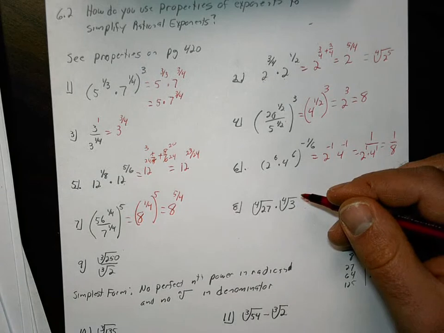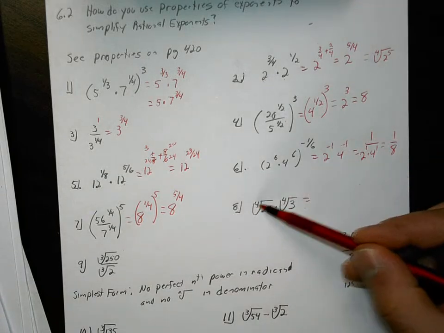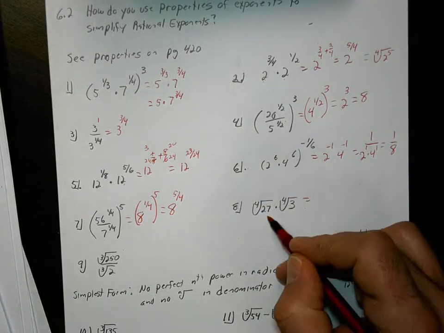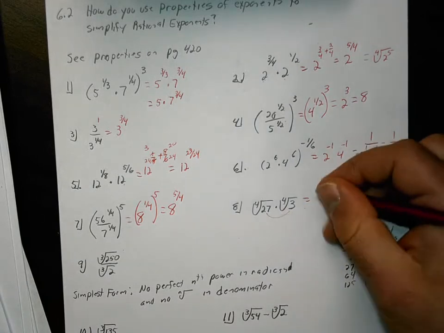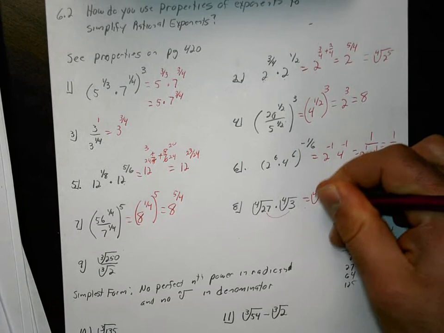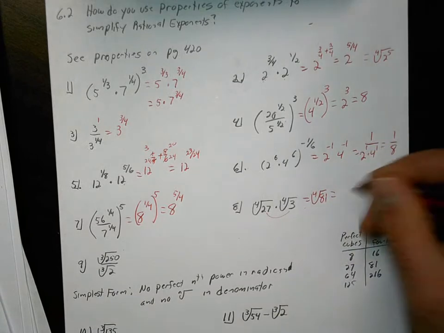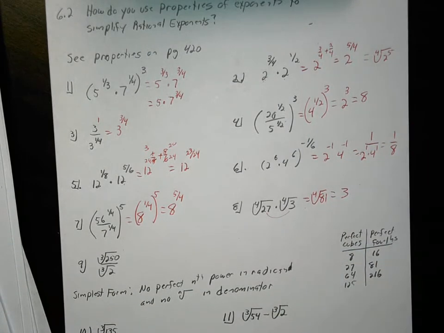4th root of 27 times the 4th root of 3. If our roots are the same, we can multiply the number underneath, the radicand. So we get the 4th root of 81, and the 4th root of 81 is 3, because 3 to the 4th is 81.